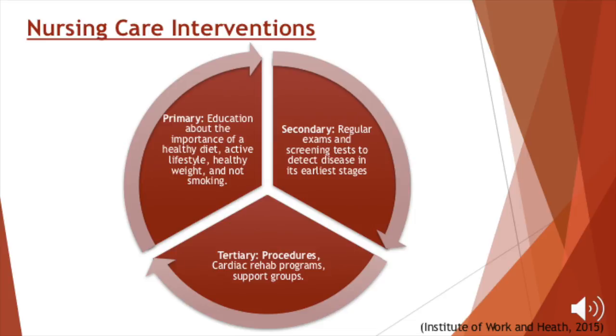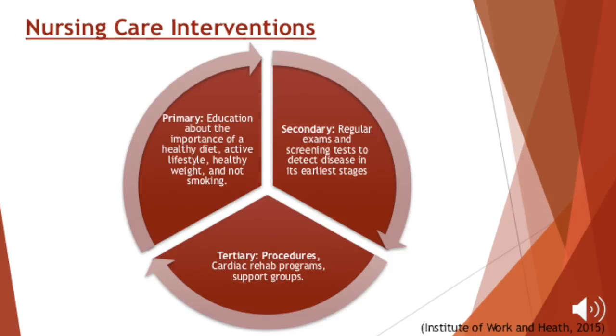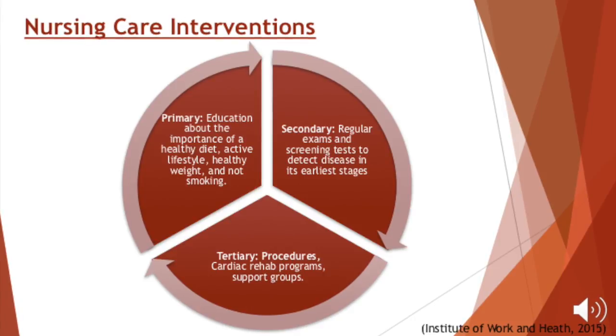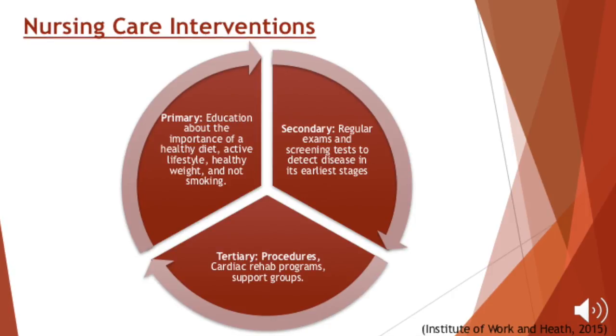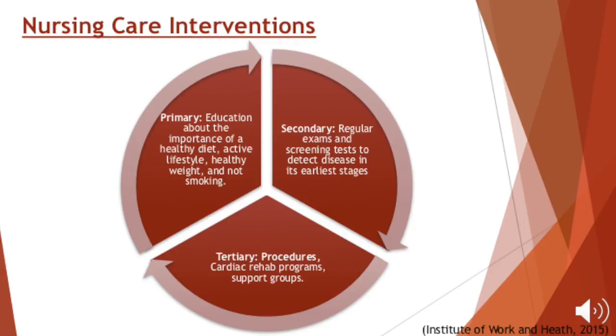Intervention-wise, we're going to look at primary, secondary, tertiary. Primary interventions aim to prevent the disease or injury before it even occurs. This can be done by preventing exposure to the hazards that can cause the disease. And for coronary artery disease, we can do this by educating about the importance of a healthy diet, an active lifestyle, maintaining a healthy weight, and not smoking.